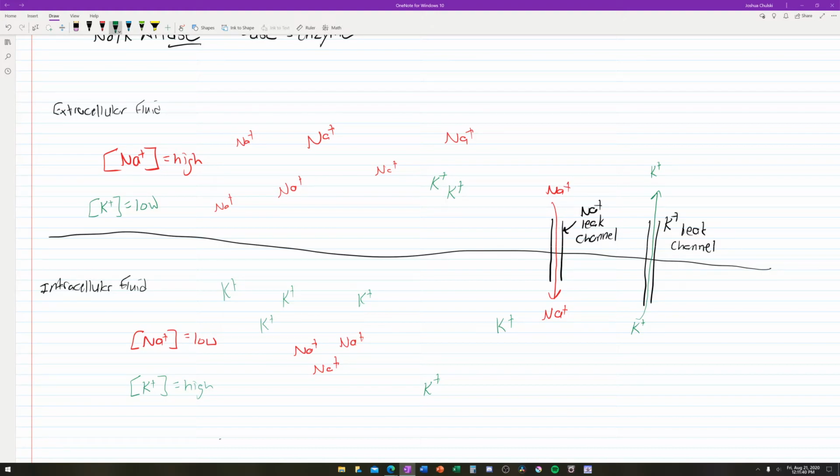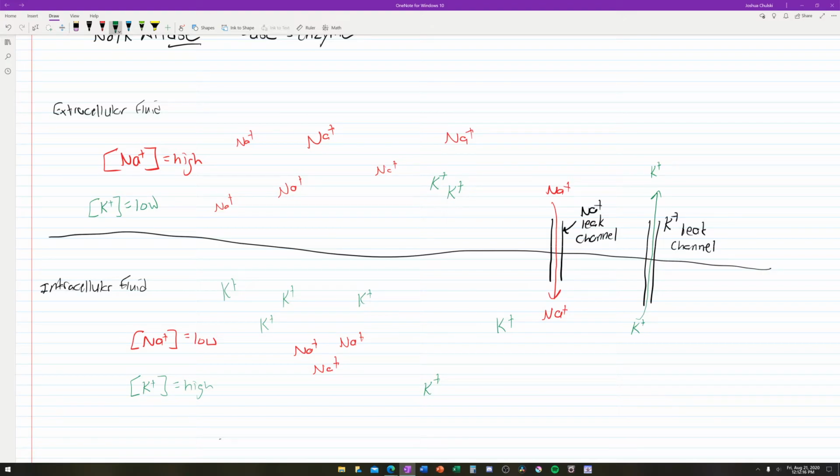Okay. Now you may be like, so who cares? And that's a very valid statement. The reason is we need to have these gradients for the cell. In order for the cell to work, it has to have these gradients. It has to have a high sodium on the outside, and it has to have a high potassium on the inside. Okay, especially when we talk about nerves. Nerves will not be able to conduct electricity unless we have these gradients.